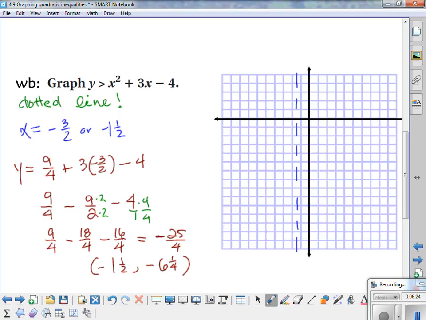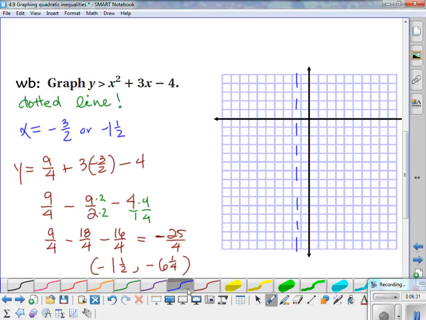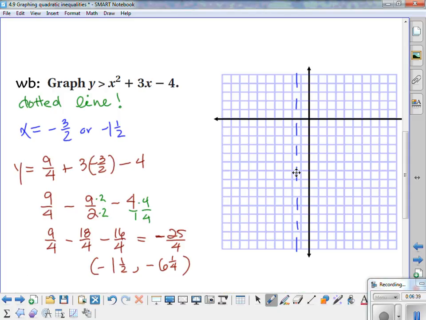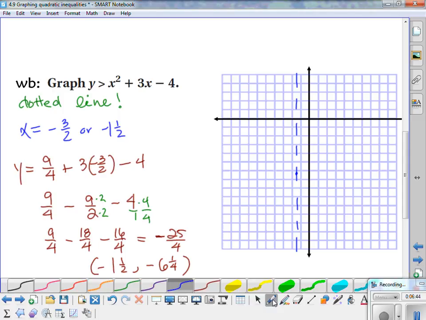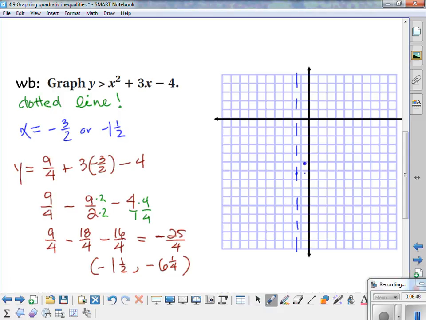I haven't seen very many graphs yet, though. Okay, so you should have had your vertex at -1.5, -6.25. So 1, 2, 3, 4, 5, 6, slightly more than 6. And then I'm going to go over 1, up 1, because it's just an x squared. Over 1, up 1. Over 2, up 4. 1, 2, 3, 4. Over 2, up 4. 1, 2, 3, 4. Am I doing this one solid or dotted? We agreed it was dotted.